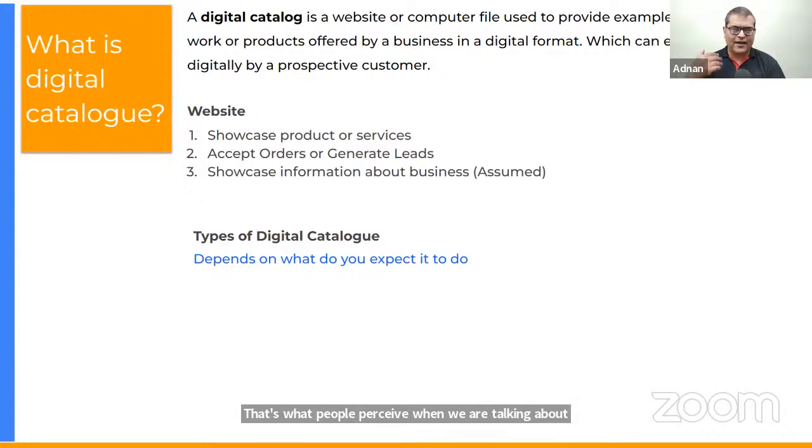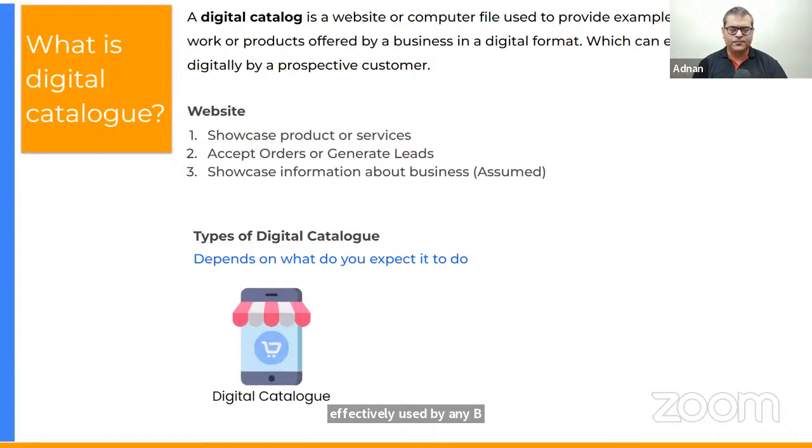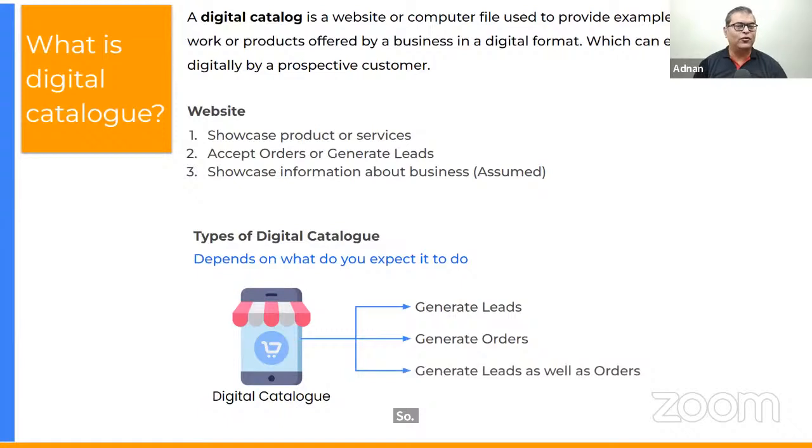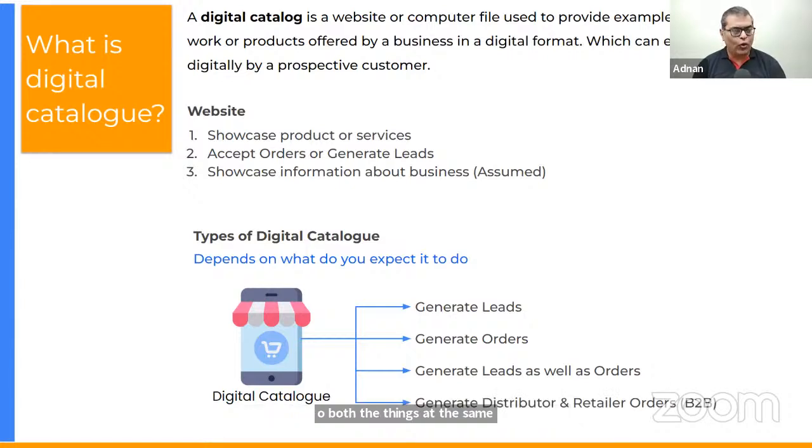The reality is that it can be as effectively used by any B2B business, and we'll see the examples shortly. So digital catalog can be used for generating leads, it can be used for generating orders, it can be used for generating leads as well as orders. So both the things at the same time. And lastly is for distribution and retail order management. So these are the four broader varieties of digital catalog that you can create.